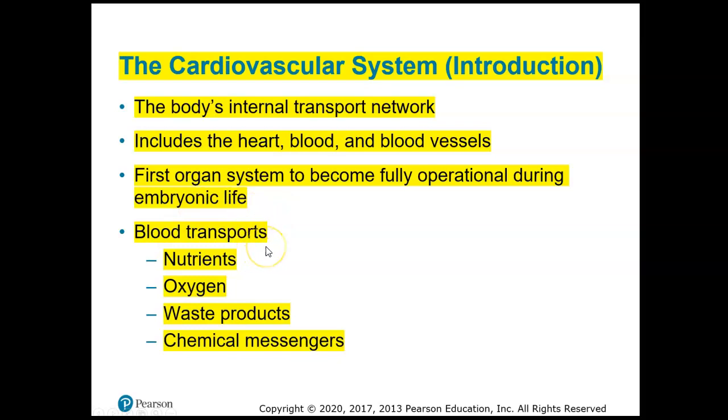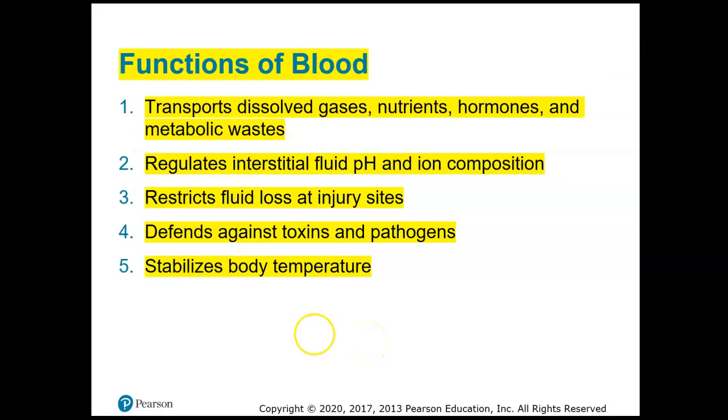And as far as transport, the substances that are transported by the blood are nutrients like your simple carbohydrates and your fats and your proteins, your amino acids, fatty acids, oxygen, waste products such as carbon dioxide, urea, uric acid, and chemical messengers like hormones. So the blood transports a lot of different chemicals.